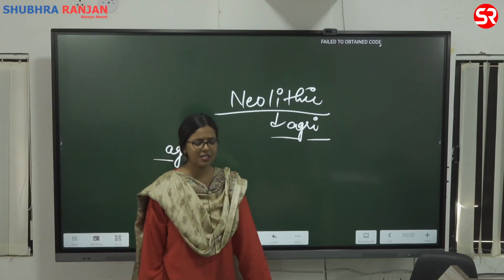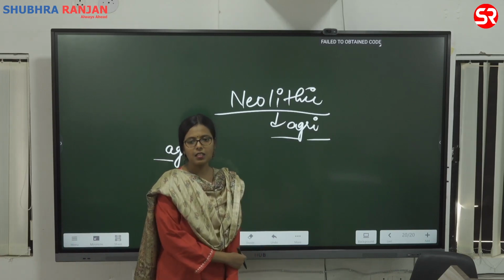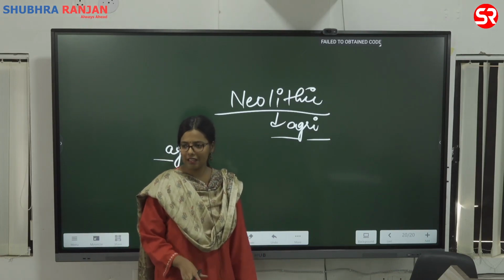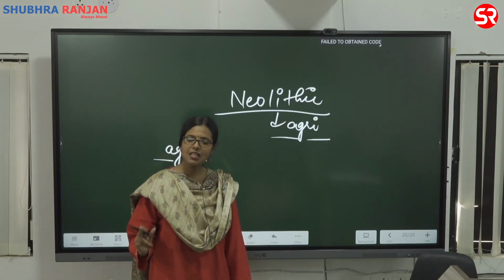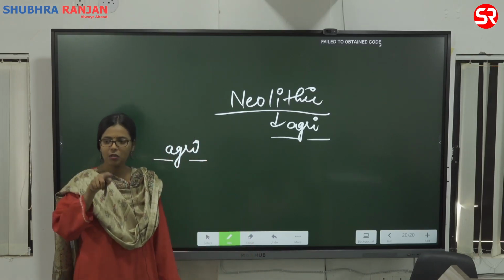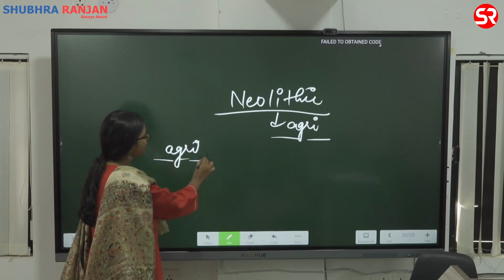People started practicing agriculture. Okay, when you are practicing agriculture you can't wander around, you have to be established at an area physically. That means the idea of settled life will come. Nomadic to semi-sedentary to settled. The idea of settled life.